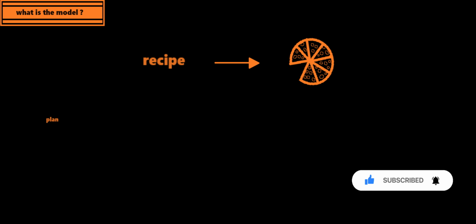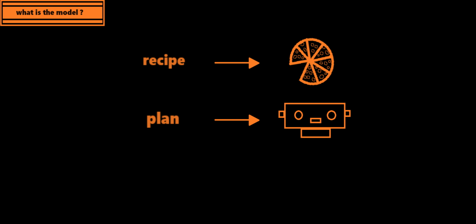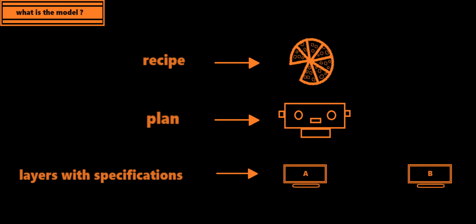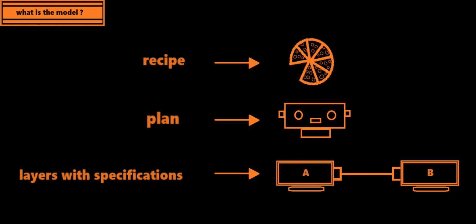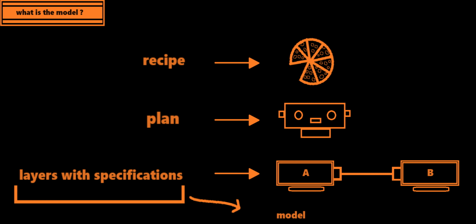Before we delve into today's session, let's have a quick discussion about what we exactly mean by the word model in networking. Like a recipe to make a pizza or a plan to build a robot. When performing a certain task between nodes in a network, there is a certain number of layers. Each one has its own specifications. The two communicating nodes should follow it one by one in order to get that certain task done. This set of specifications or protocols is called a model.